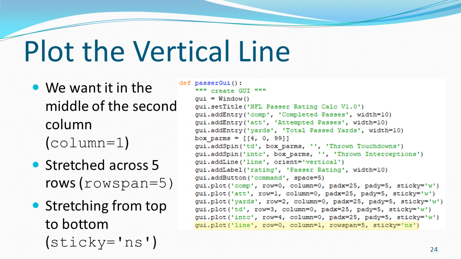So the vertical line, we're going to want that in the middle of the second column, so our column is going to be 1. It's going to be stretched across 5 rows, so that's why you see that row span. And we want to stretch it from top to bottom, sticky north to south. If we didn't have that sticky north to south, what you would see would be a little bitty line right in the middle of our box, because it's going to place things into the center, but it doesn't know to stretch it out. Even though you see the row span there, if you want it to actually span those rows, you have to use the sticky option.